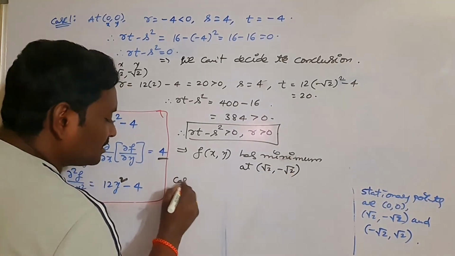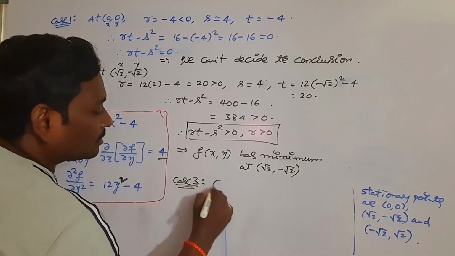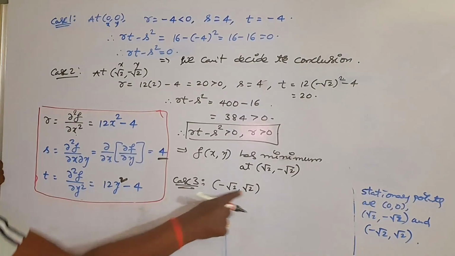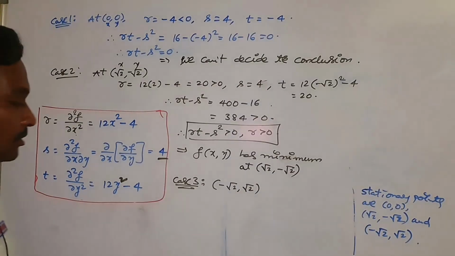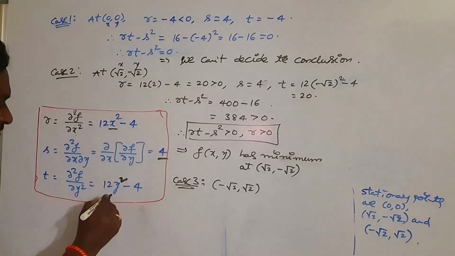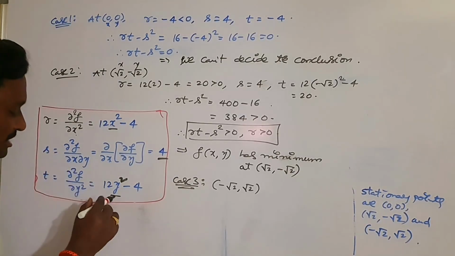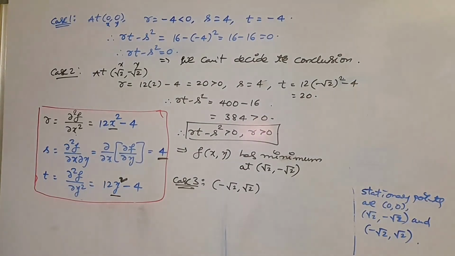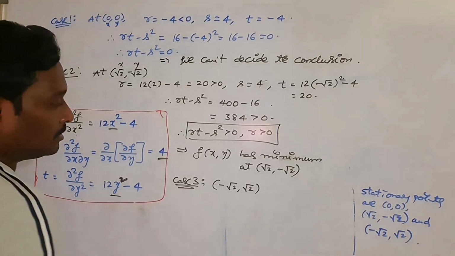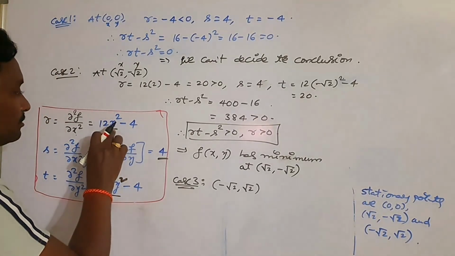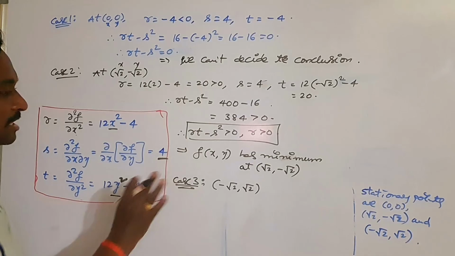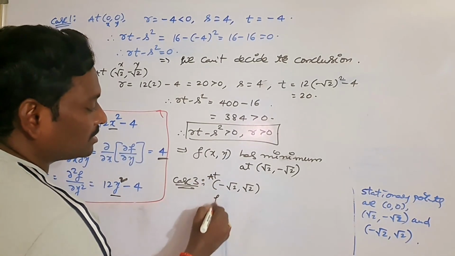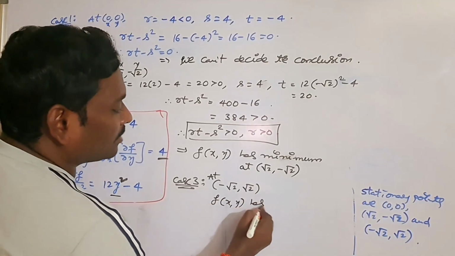In a similar way, in case 3 also, the function has minimum at minus root 2 comma plus root 2. You can cross check it, because x has square and y is also square. In the starting, unfortunately I wrote only y. Please correct it, it is y square. If x is negative, otherwise y is negative, then both become positive. That's why at this stationary point also f of x comma y has minimum. You can cross check it.